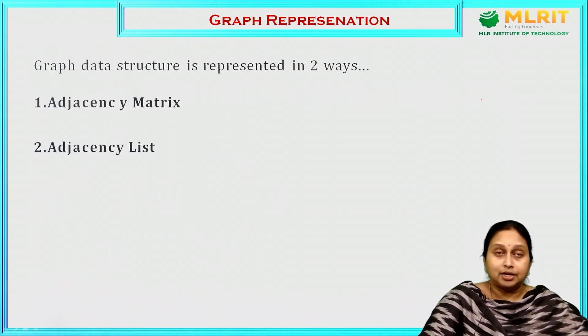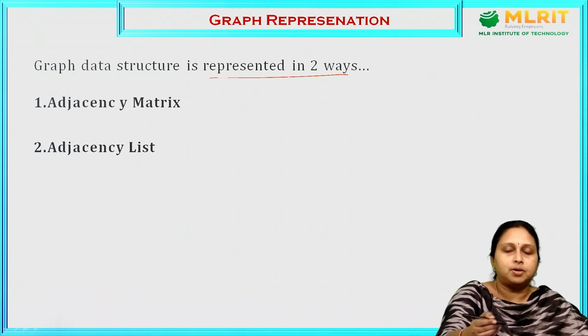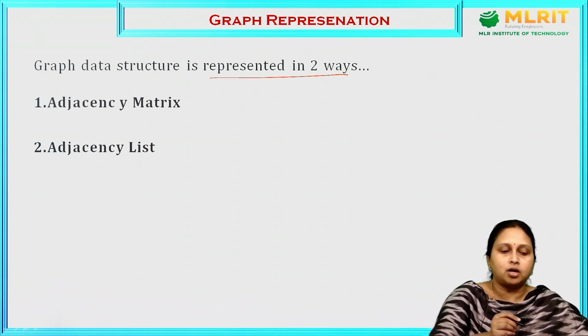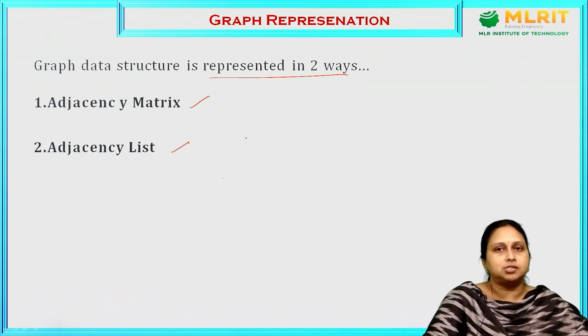And coming to graph data structures, when you are going to represent your graphs, the graph data structure is used to represent the graph in 2 ways. One is based on an adjacency matrix and the other one is an adjacency list. In these 2 ways we can represent graphs.